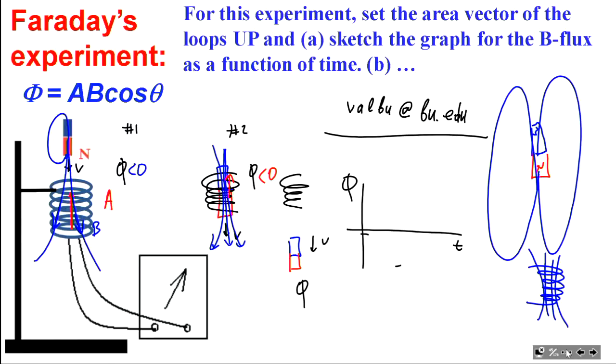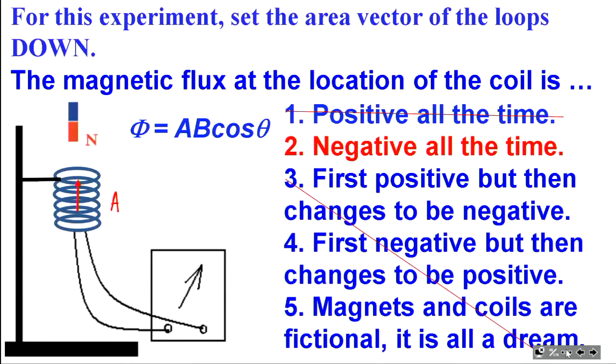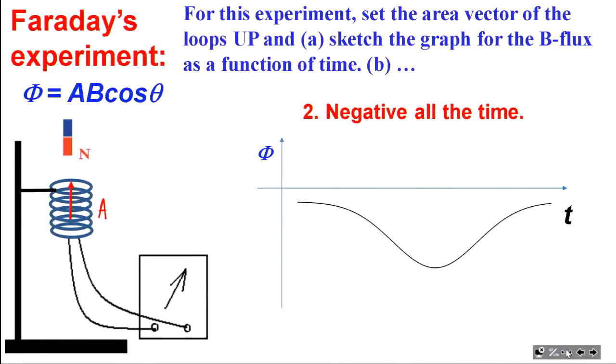But then, when it moves away from the coil, magnetic field lines still are loops. And at the location of the coil, they still point opposite. But now we have again very, very low flux. So something like this should be happening. So it remains negative all the time for this particular choice of the area vector and the orientation of the magnet. And that's the graph. And of course, the next question is, how would we sketch the graph for EMF?